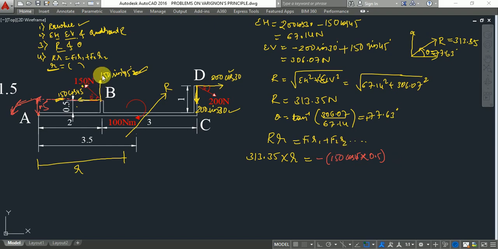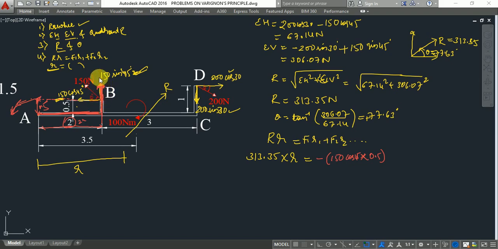Next, let us consider this force. If I extend its line of action, this is the perpendicular distance. 2 meter is the perpendicular from here to here. The perpendicular distance is 2 meters, right? This force is acting in upward direction like this, right? So this is the perpendicular distance and this is the direction in which force is acting.